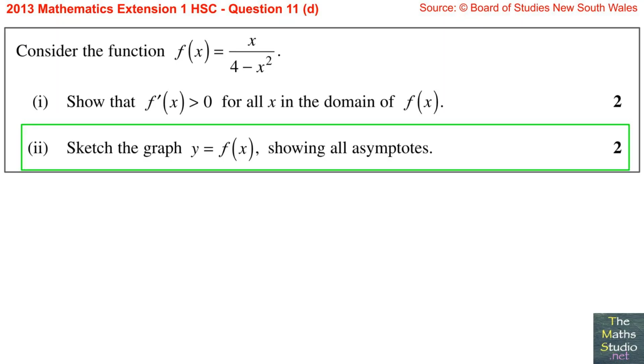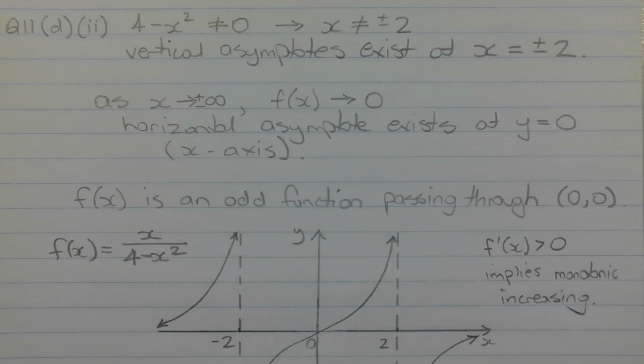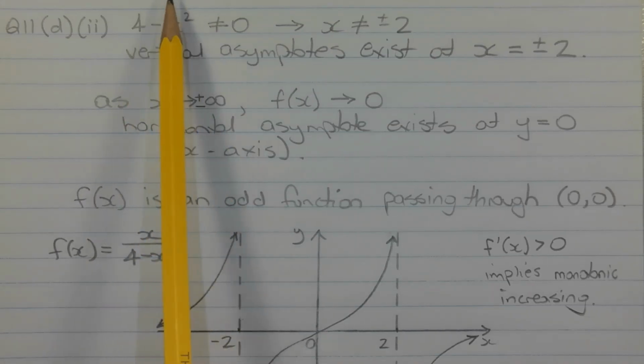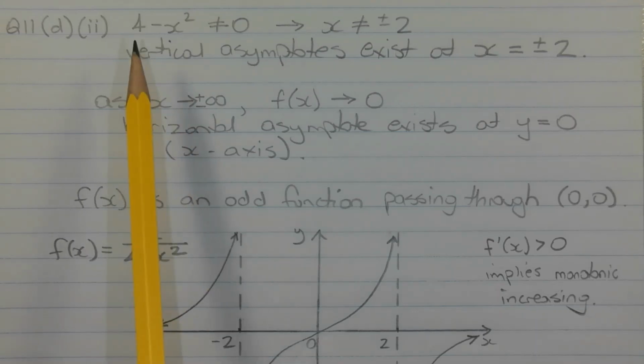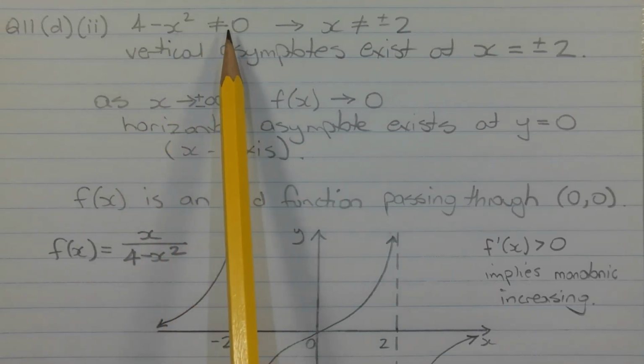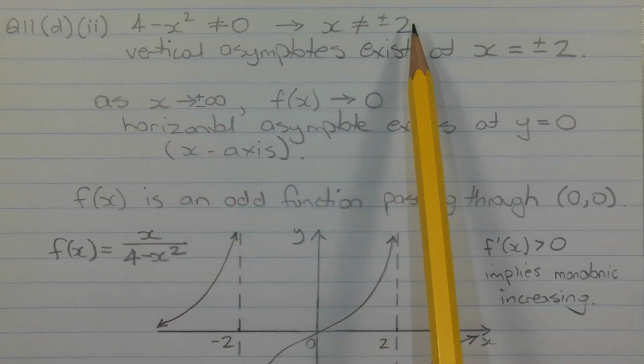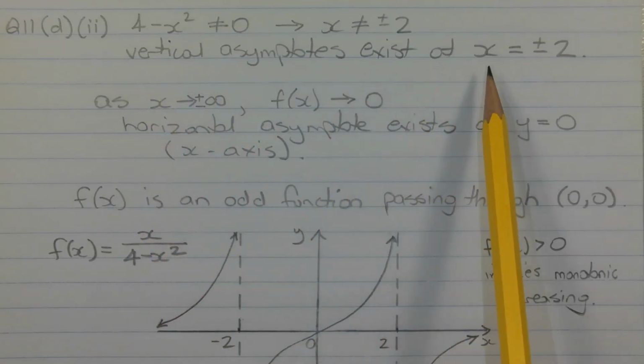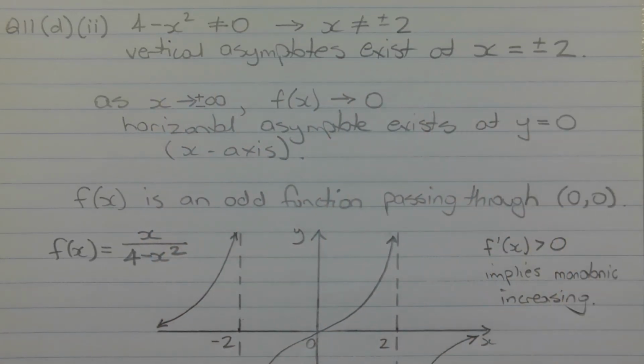Part 2. Sketch the graph y equals f of x, showing all asymptotes. I'm going to start by considering the denominator of f of x, which is 4 minus x squared. Now, the denominator of the function cannot equal 0, since we'll get a division by 0 error. So 4 minus x squared cannot equal 0, which means that x cannot equal plus or minus 2. Hence, vertical asymptotes exist at x equals plus or minus 2.